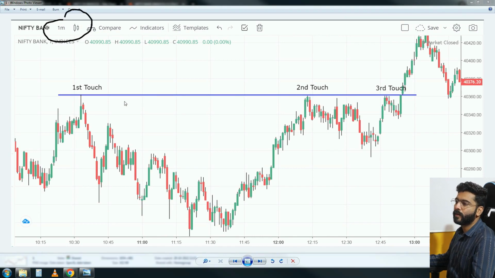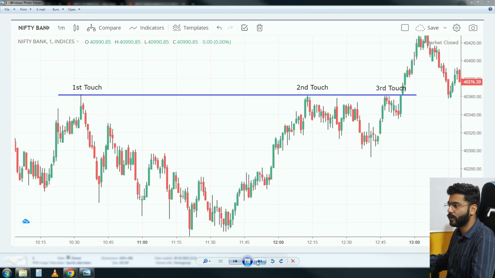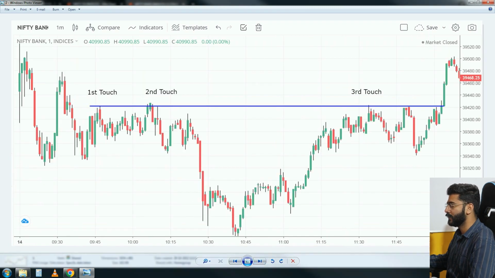So what we see here: first touch, then the market created the second touch, then the third touch, and there is one halt candle. This red candle is what is called a halt candle. So we know what the high is and what the low is. If the market breaks this high, we'll get the entry. Here it didn't break. At this particular candle, we got the break and we got the move. Now we'll take the next example. First we'll take all examples when the support was getting broken, and then we'll take a few examples when the resistance was getting broken.